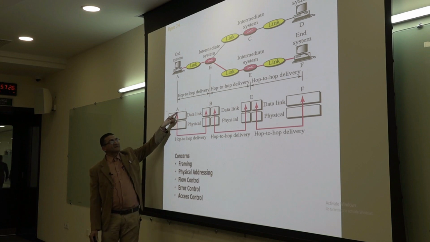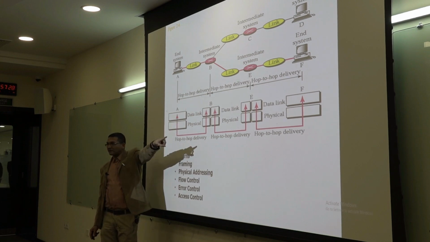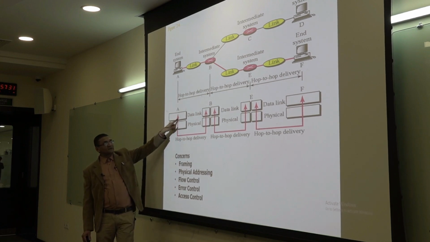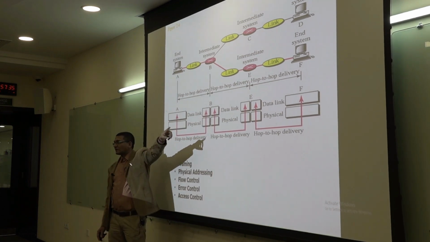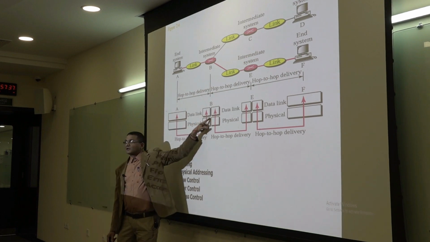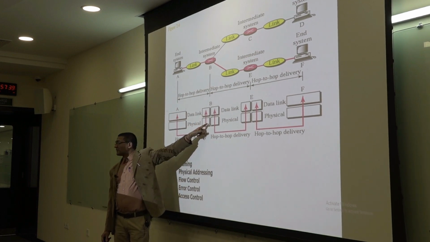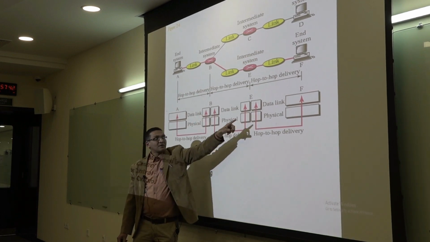For example, this is your sender and this is the receiver. The sender communicates with this device only. It will not communicate with the receiver. It communicates with the immediate device, that's the router, which is actually in the path. This communicates with this, and this communicates with this.